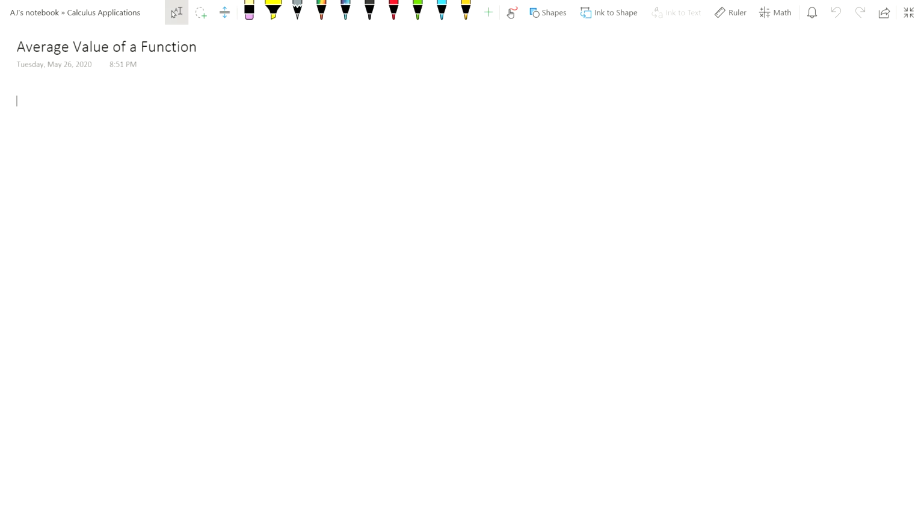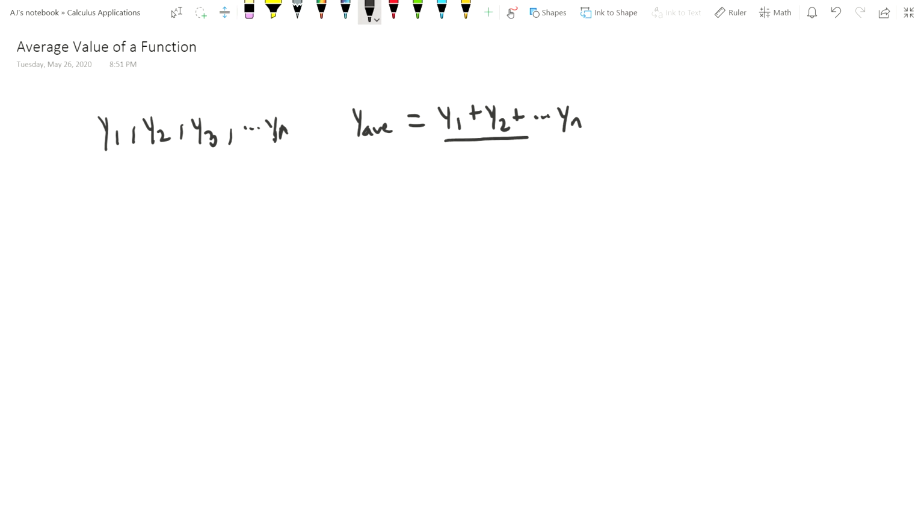Let's say we want to find the average value of a series of numbers, and let's call these numbers y1, y2, y3, and we can say they go all the way to yn. This is pretty straightforward, and most people have already seen how to do this before. All you do is simply add up all these values of y, so y1 plus y2, all the way to yn, and you divide by the number of elements that there are, and that gets you the average value.